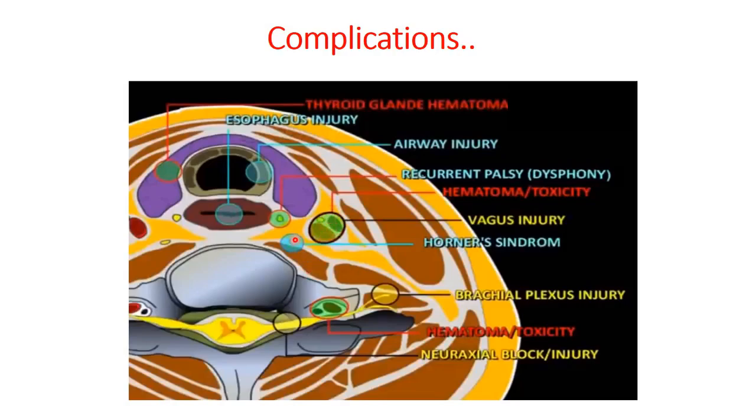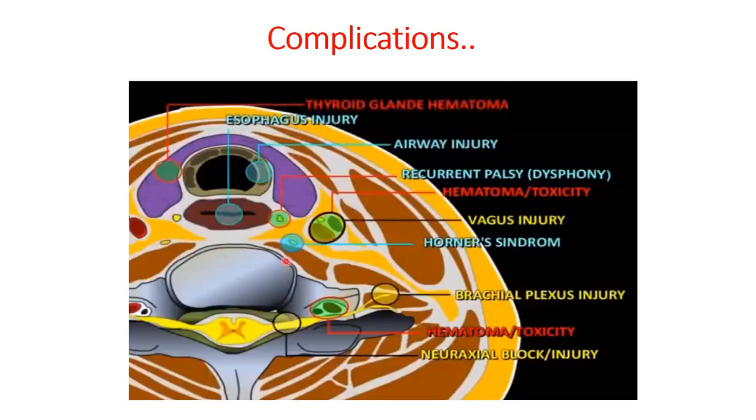Sometimes when you penetrate the carotid fascia and the local anesthetic deposits there, you can cause damage to the vagus nerve also. Sometimes damage to a blood vessel can cause a hematoma or systemic toxicity from the local anesthetic. Above here we have the recurrent laryngeal nerve, which will give you dysphonia. In lean and thin patients, there is a high probability of damage to the esophagus, airway injury or thyroid injury as well.